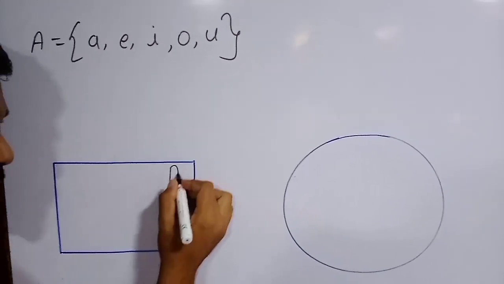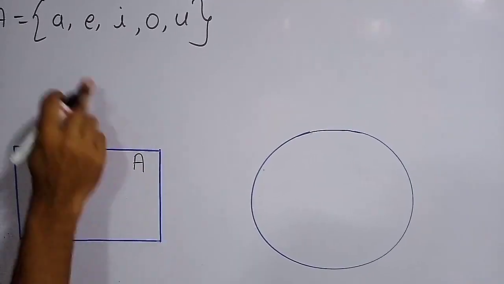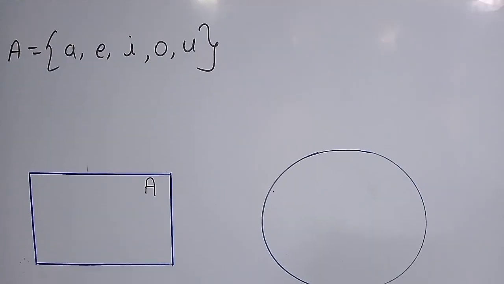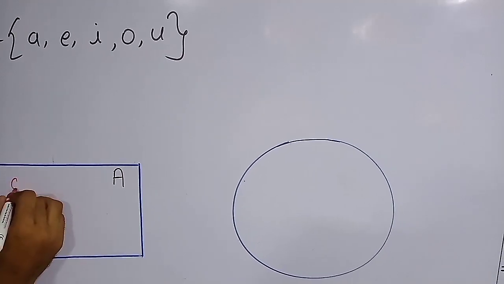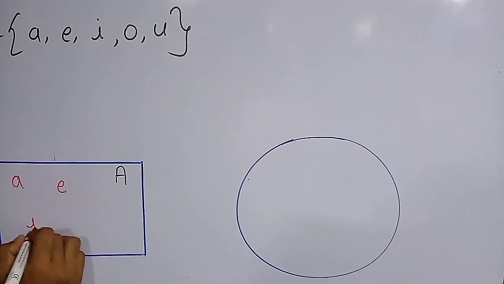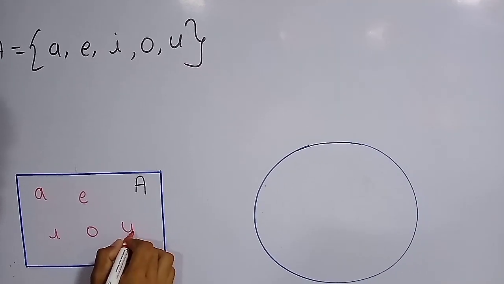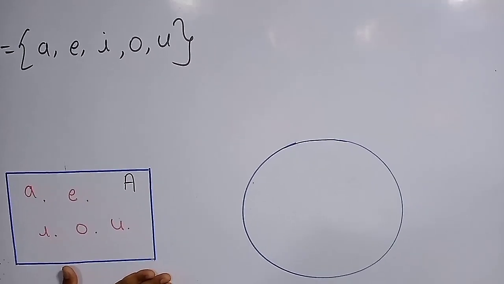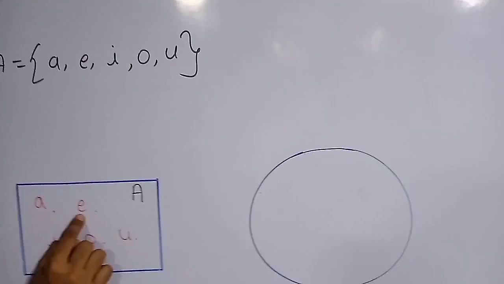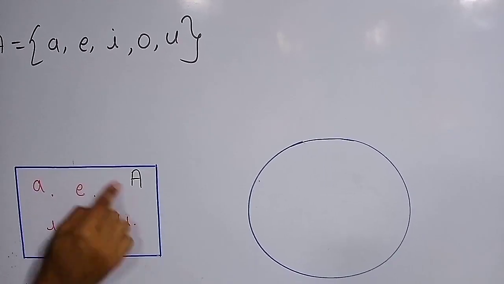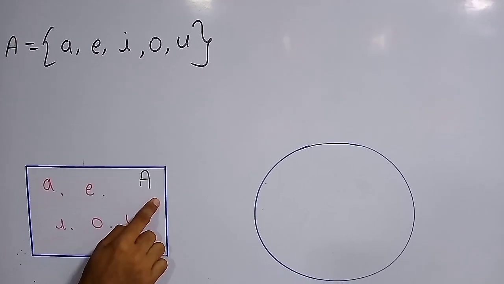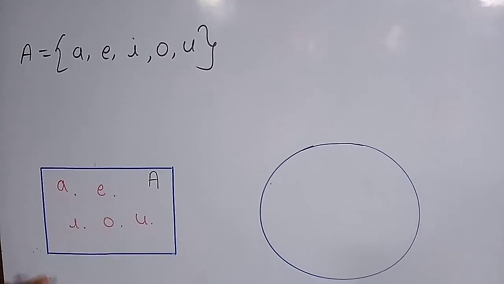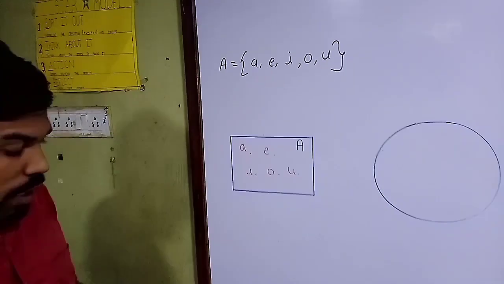First I have to write the name of the set, A, and then the elements of set A, like A, E, I, O, U, anywhere inside. So we can say this is set A, and A, E, I, O, U are the elements of this set A. So we clearly get the vowels of the English alphabet.